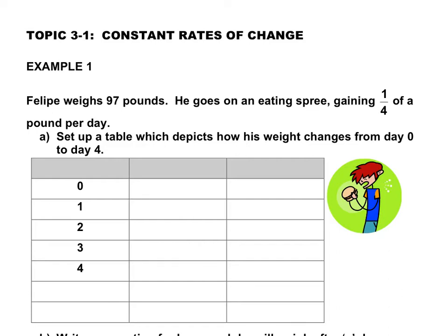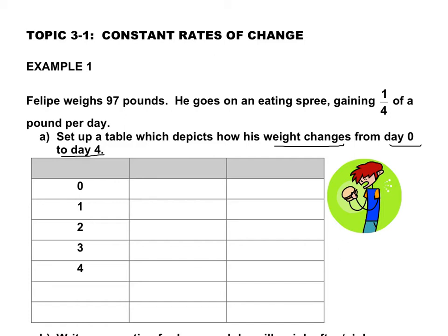In this first example it says Philippe weighs 97 pounds. He goes on an eating spree gaining 1/4 pound per day. We're going to set up a table which depicts how his weight changes from day 0 to day 4.